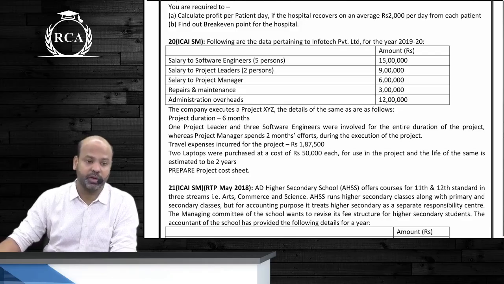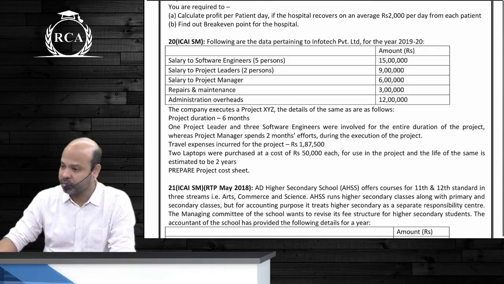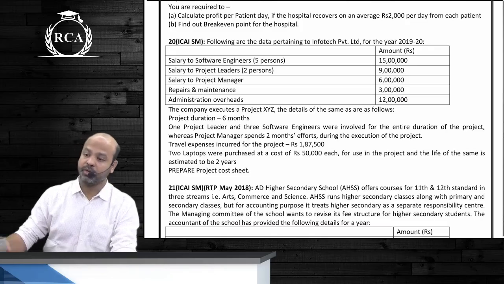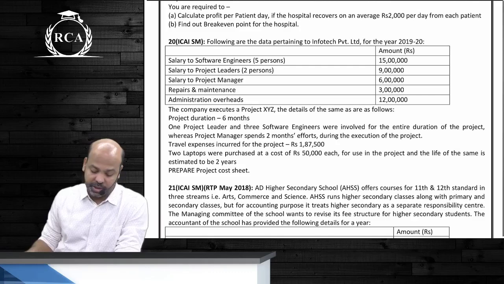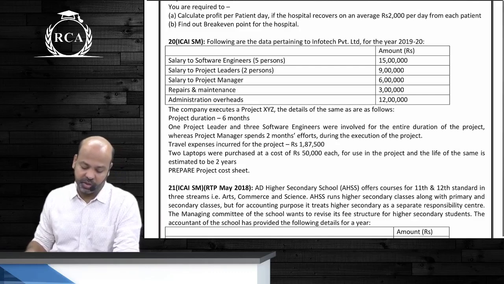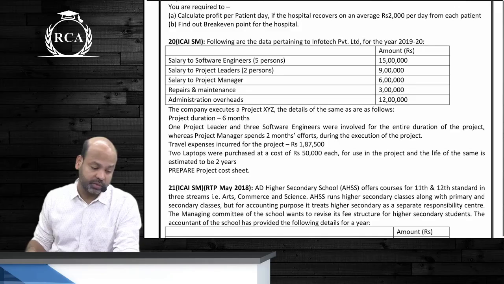This project is going to have a duration of 6 months. There will be 1 project leader and 3 software engineers involved for the entire duration of the project. So we can allocate salaries proportionately of that project leader and 3 software engineers. Project manager will spend 2 months efforts during the execution of the project. So project manager's 6 months cost will not come. You will have it only for 2 months.